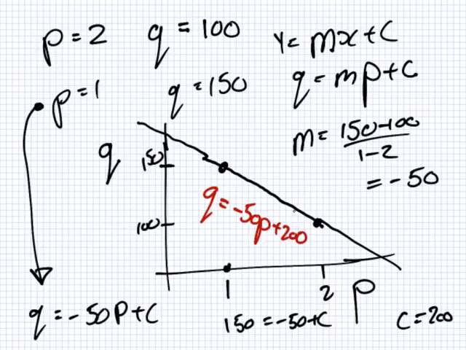How many copies do I sell if the price is 0? If I give the copies away for free, 200. How many copies do I sell if the price is 4 euros? 0. Too expensive. Okay? So both 0 and 4 euros are bad prices. At 0, you make no money. At 4 euros, you have no customers.